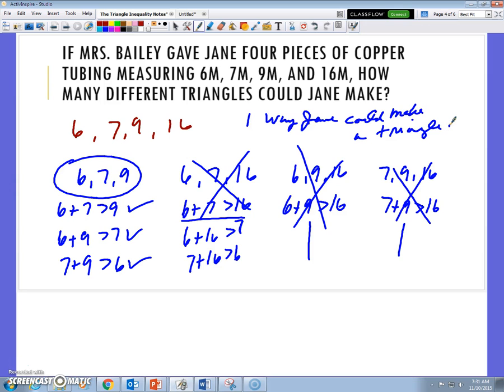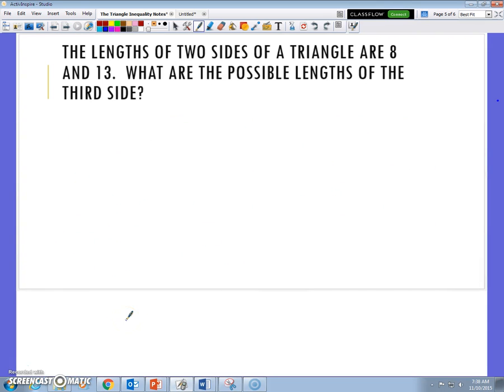All right, so a little bit of almost like statistics there, trying to figure out all the different combinations. Our next problem says that the lengths of two sides of a triangle are 8 and 13. What are the possible lengths of the third side? So let's take a look here, and remember we're using our triangle inequality theorem today. Let's say we had a side of 8 and a side of 13, and the last side was represented with a variable x.